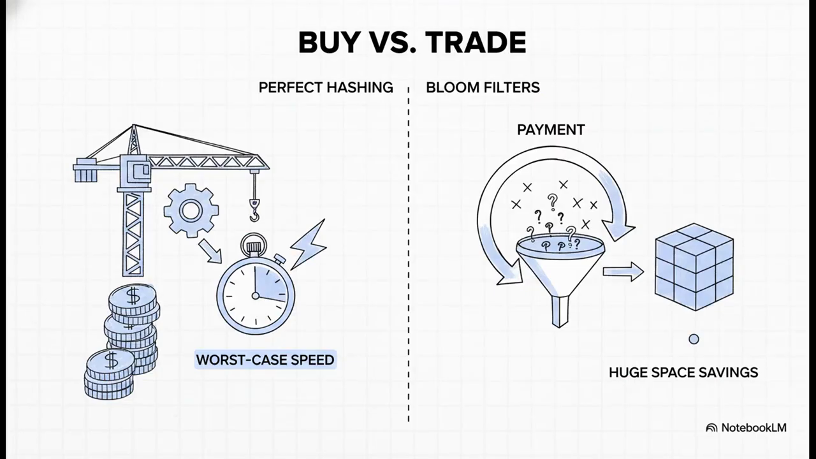So here's the core takeaway. I think of it as buy versus trade. With perfect hashing, you make a one-time investment when you build it to buy guaranteed worst-case speed forever. With a Bloom filter, you're making a continuous trade. You're spending a tiny probability of error to buy back an enormous amount of space.